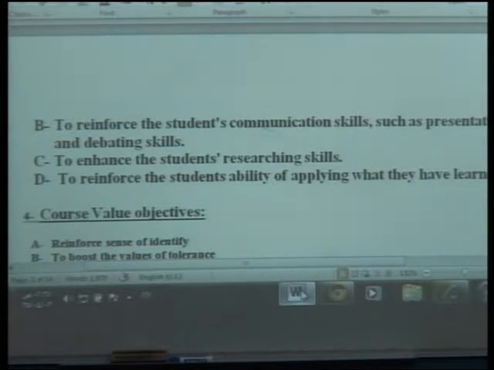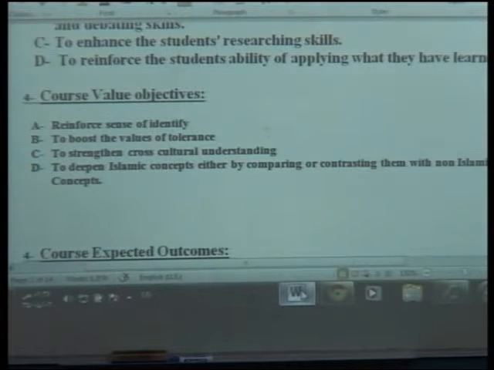And this is very apt because your class is very small. To reinforce the students' ability of applying what they have learned, because here we have to get information, and then we are going to apply this to what we read, because application is very important. The course value objectives: why we Palestinian Muslims are studying this. What are we supposed to do?